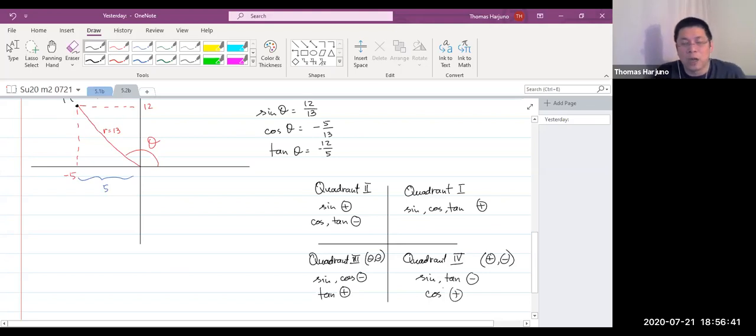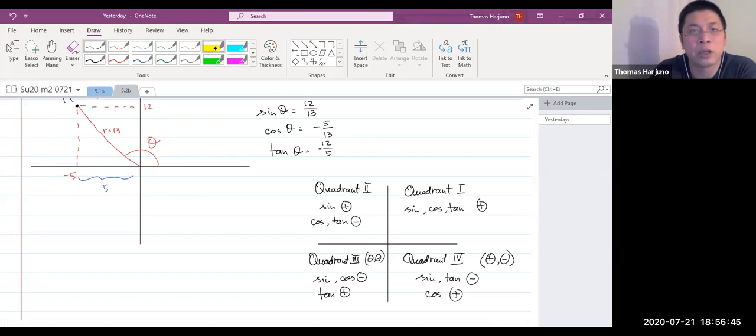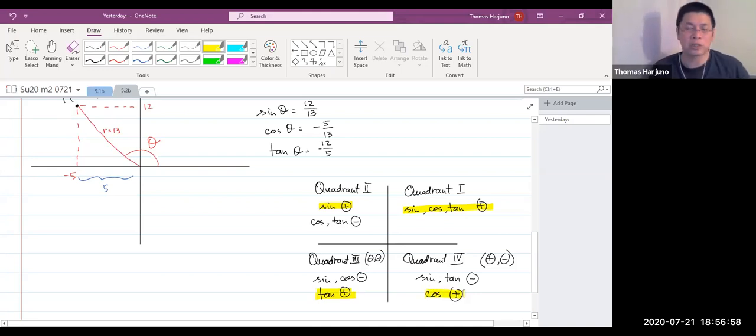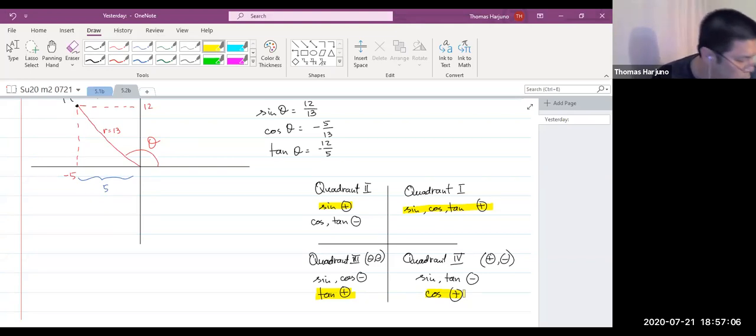Now, I suggest you memorize it this way. Memorize the positive. In quadrant 1, all's positive. In quadrant 2, only sine positive. In quadrant 3, only tangent positive. In quadrant 4, only cosine positive. All, sine, tan, cos: ASTC. Up to you how you want to memorize it.